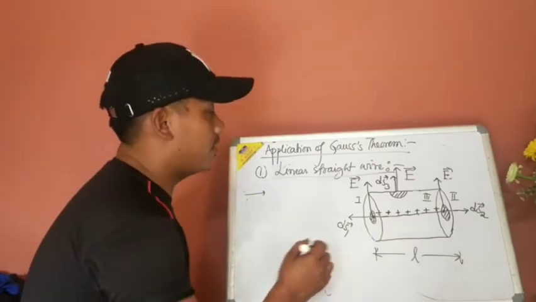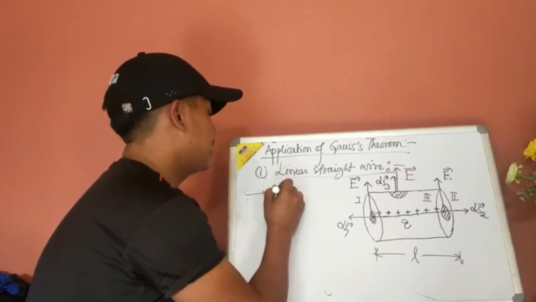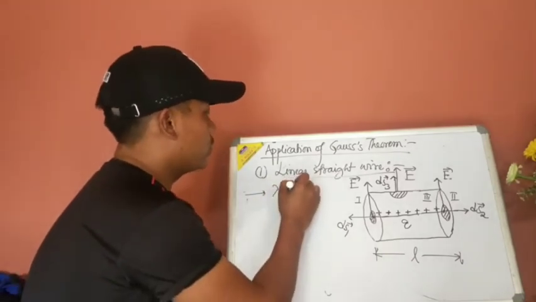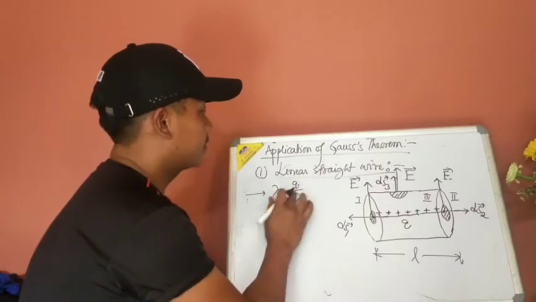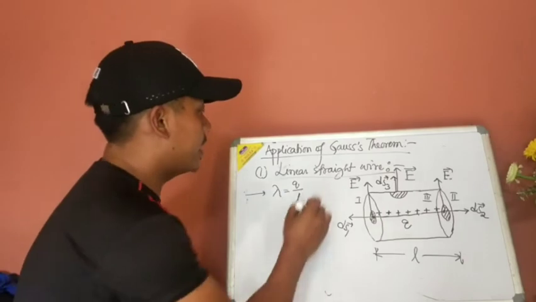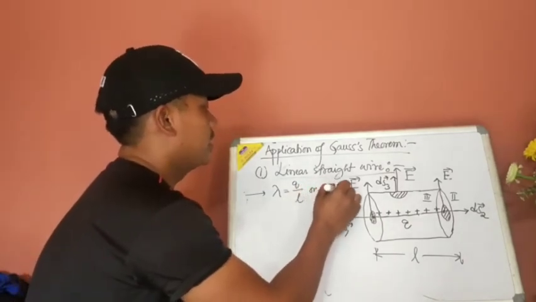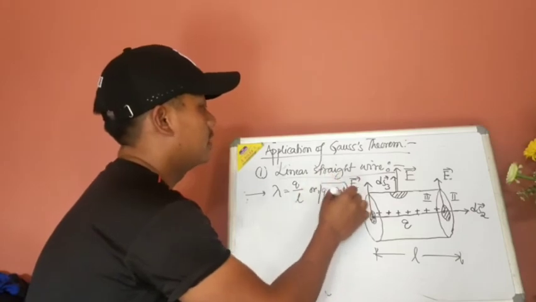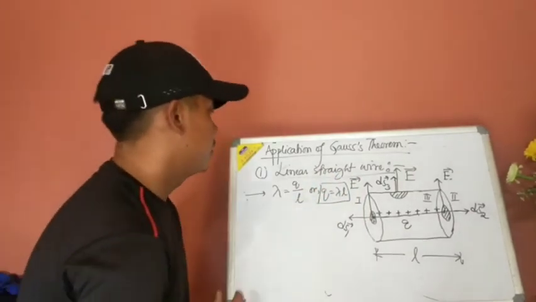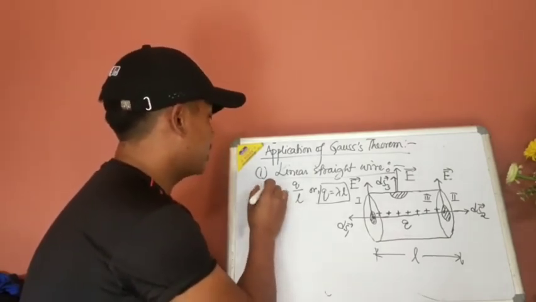By definition, if charge Q is enclosed here, the line charge density lambda is equal to Q divided by the length L. Then how much should Q be from here? Q equals lambda into L. Let this be the first equation. Understood? This becomes the first part of the derivation.